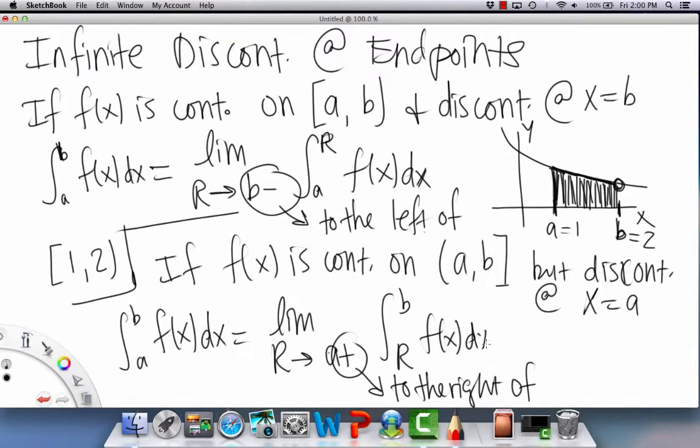So I'll draw a quick little graph down here so you can visualize it. So now we have a and b. Here's our x and y. So this is a, this is b, and now the function is discontinuous at a. So this a plus means we're going to start to the very right of the a and then evaluate all the way up to b.